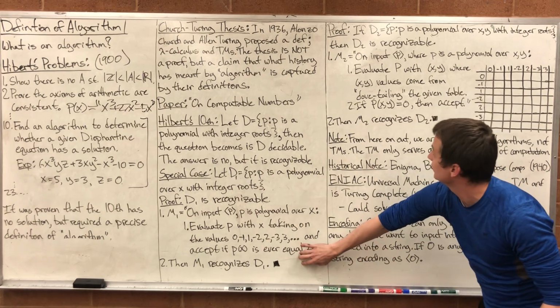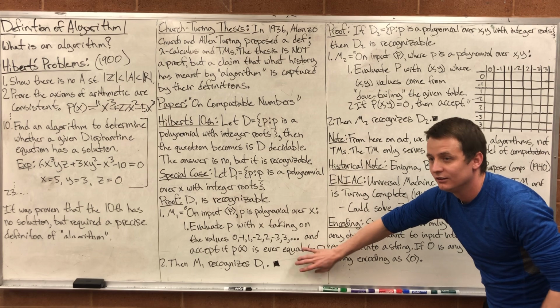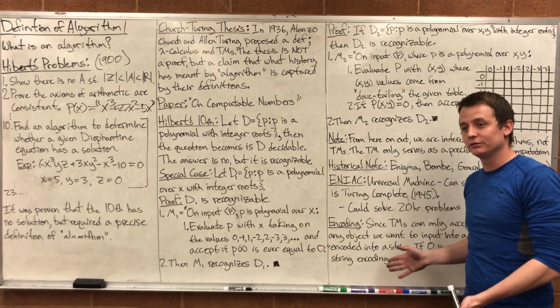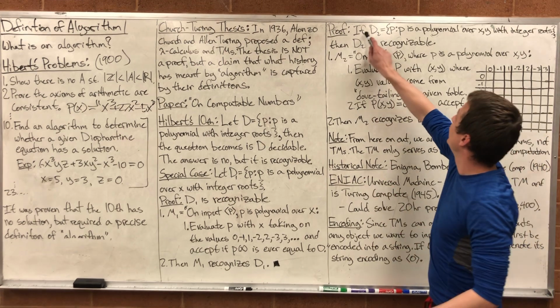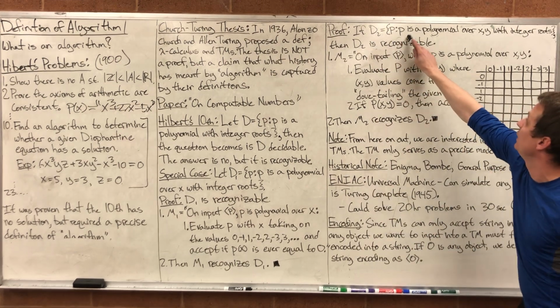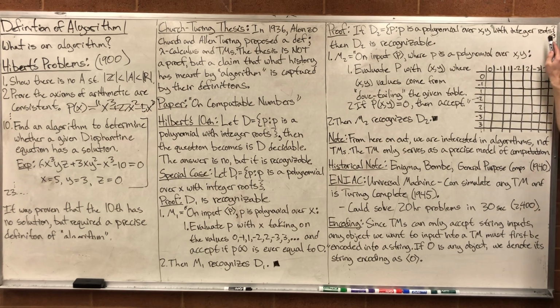Okay, good with this? Ready to move on to a slightly more complicated example? Yeah. Alright, so now let's move on to 2 variables. We did it with 1 variable, let's prove with 2 variables it's still recognizable. So if D2 is the set of all polynomials P, where P is a polynomial over X and Y now, with integer roots, then D2 is still recognizable. That's what we're going to prove.